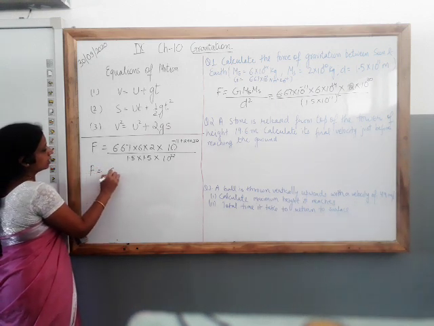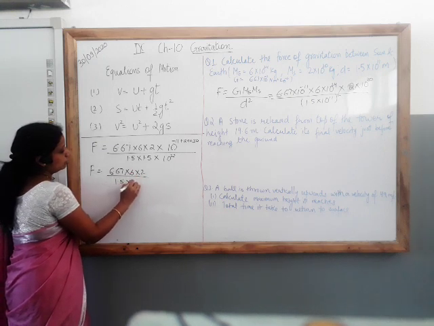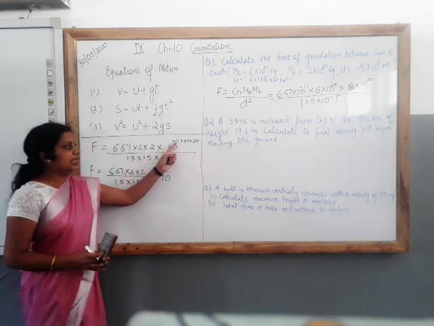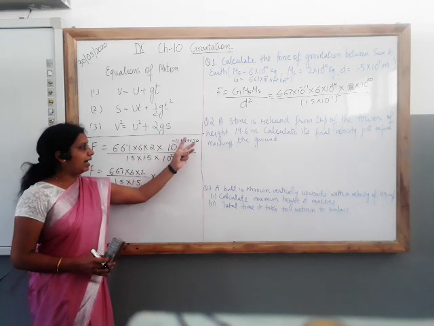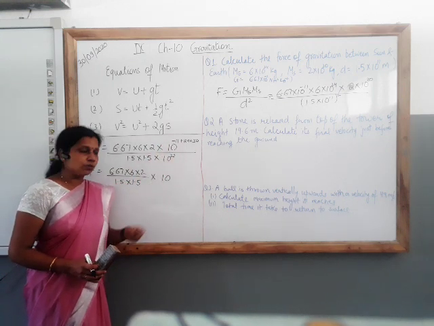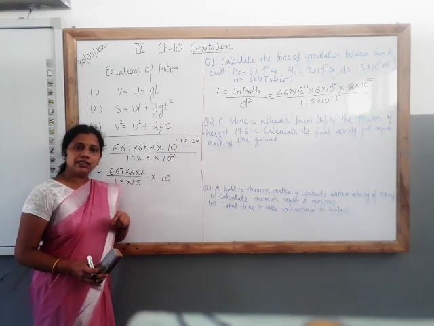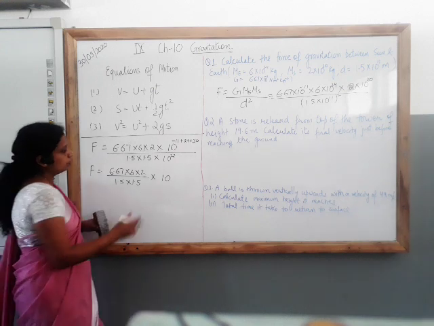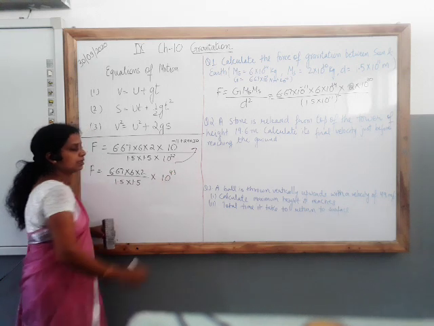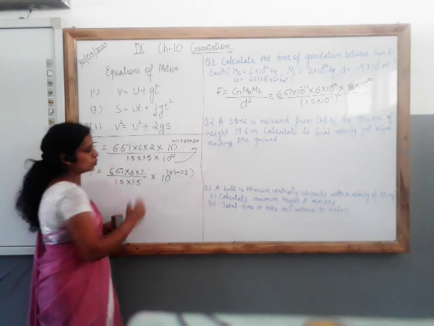So F, the numbers are 6.67 into 6 into 2, over 1.5 into 1.5, into 10 power of minus 11 plus 24. Either you add these two numbers and subtract, or you can move from this direction also. So minus 11 plus 24 becomes 13, and 13 plus 30 is 43. So plus 43. Now this denominator, when it goes to the numerator part, it becomes minus. So 43 minus 22.